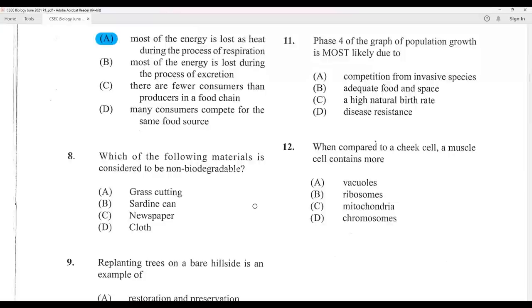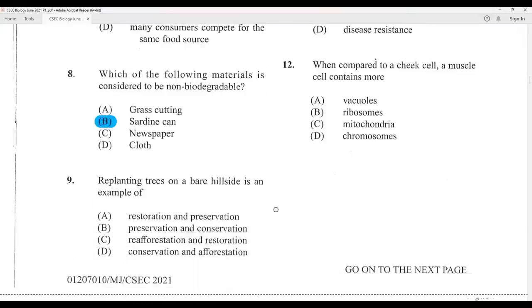Which of the following materials is considered to be non-biodegradable? And it would have to be the metal one, the sardine can. Replanting trees on a bare hillside is an example of reafforestation and restoration. All right, remember they said that you are replanting. It means it had trees there before. The trees went away for some reason and you are putting them back.